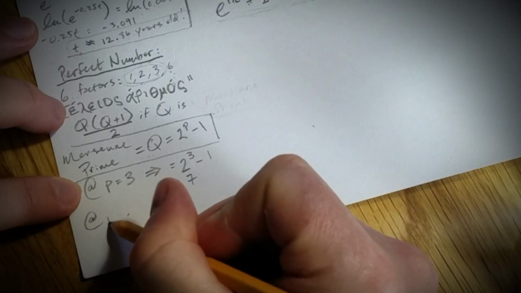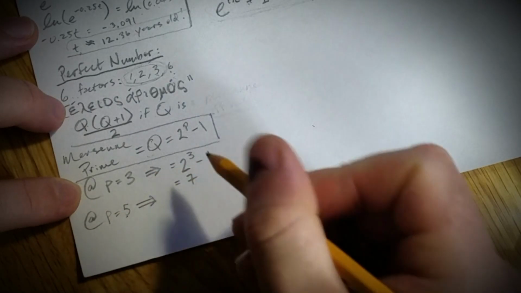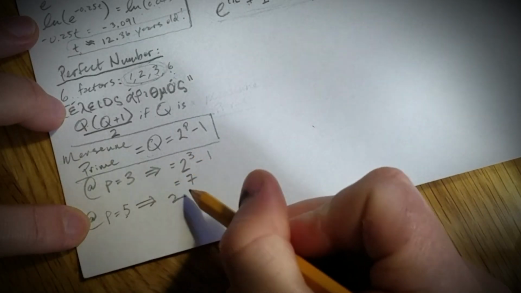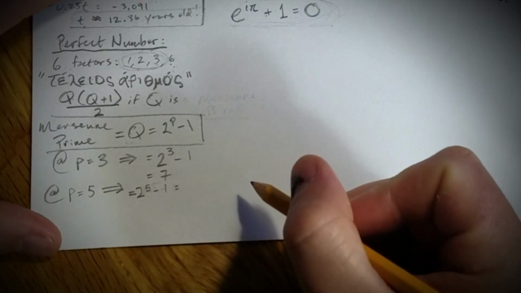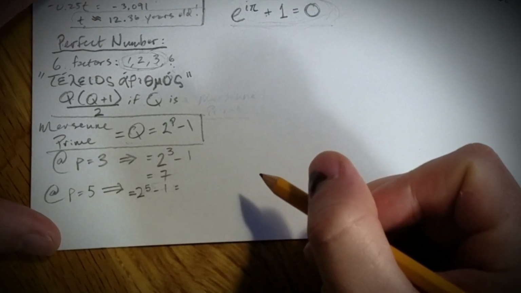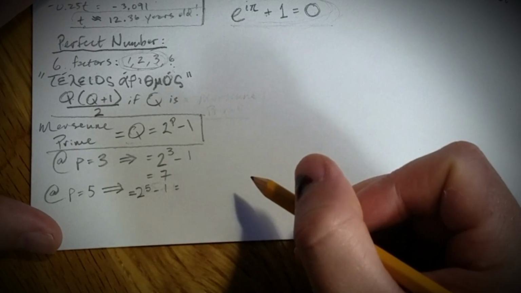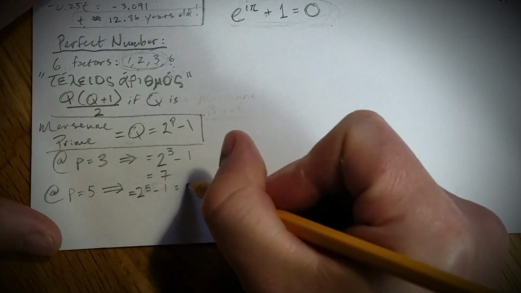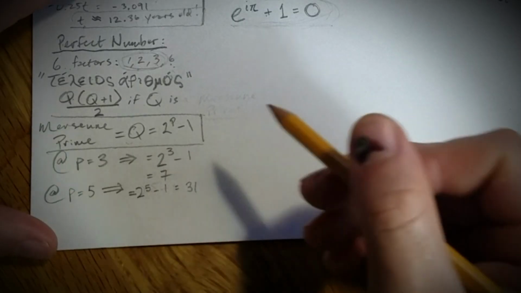At p equals 5, we're going to get 2 to the power of 5 is 31, and that is a Mersenne prime.